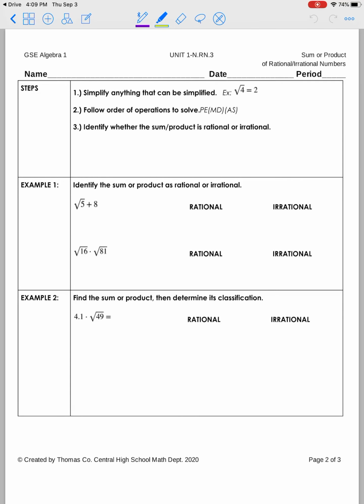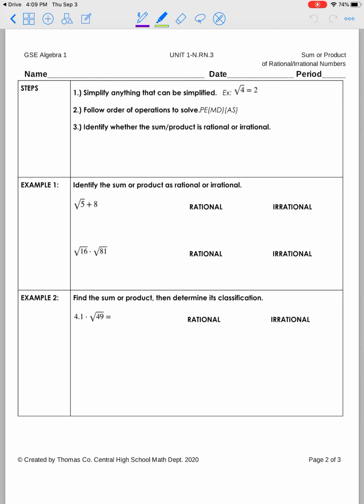Okay, so let's look at the steps here really quick. First thing you need to do when trying to figure out if I get a rational or an irrational answer, you need to simplify anything that can be simplified. So if you have square roots, perfect squares, simplify them into whole numbers so you know what they are. Follow your order of operations, PEMDAS: parentheses, exponents, multiplication and division from left to right, and then addition and subtraction from left to right. Then you need to identify whether the sum or the product is rational or irrational.